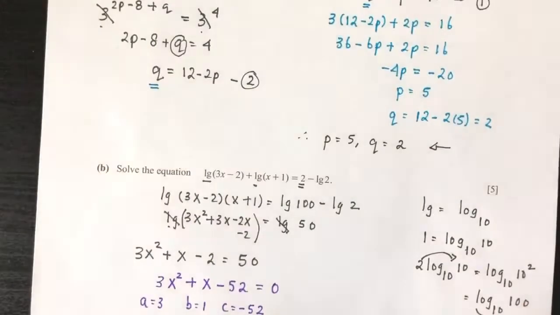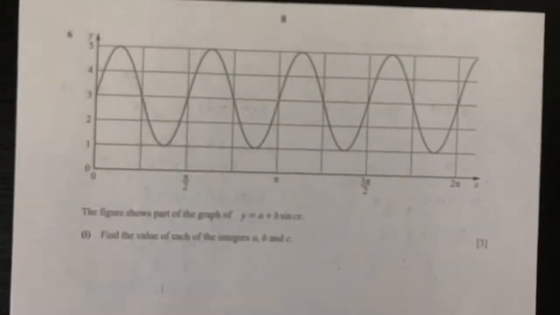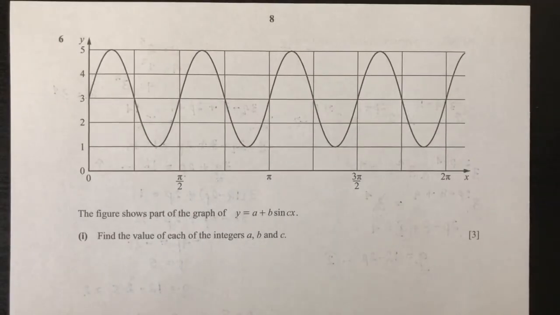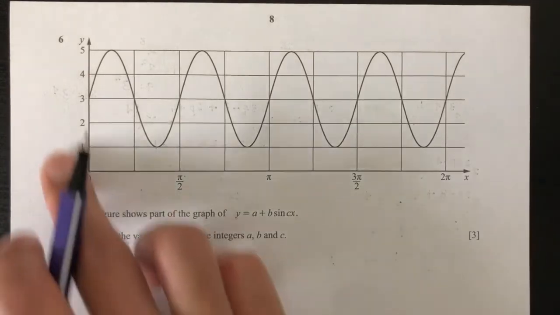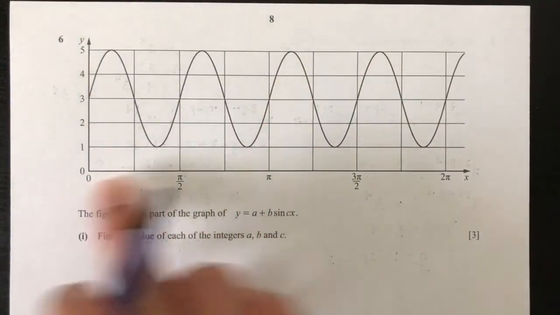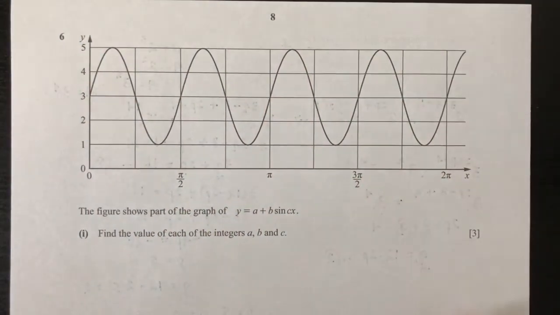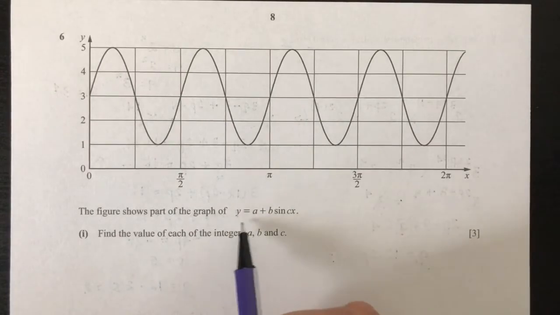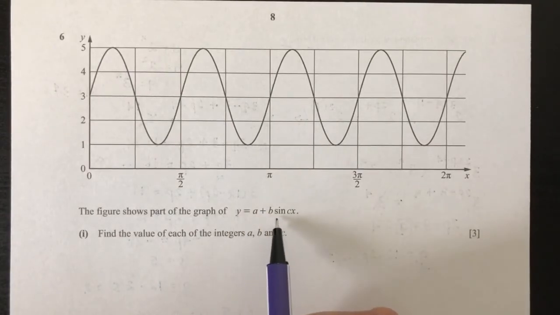That is your question number 5. Now let's move on to question number 6. We have this curve right here, as you can see, from 0 to 2 pi. Now, the figure shows a curve of y equal to a plus b sine cx.